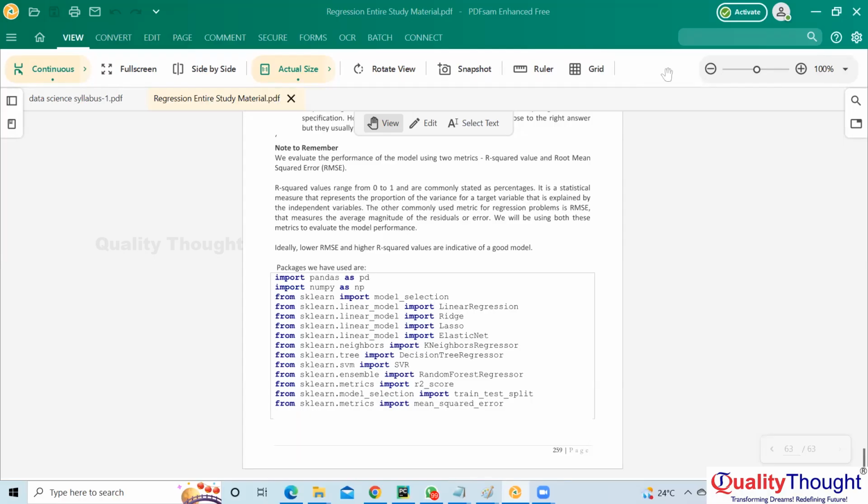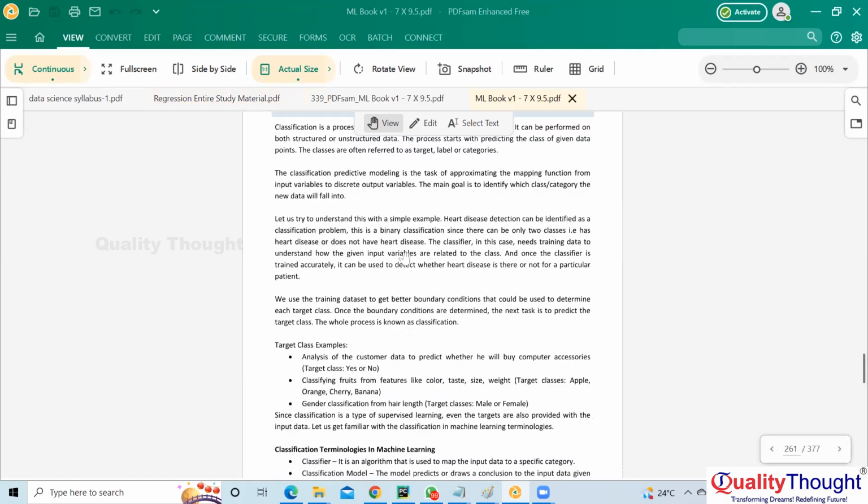What is classification? When do we use classification? When Y is categorical, when we are trying to predict data which are categorical. With classification, we will be able to predict. With regression, you won't be able to predict. So classification.